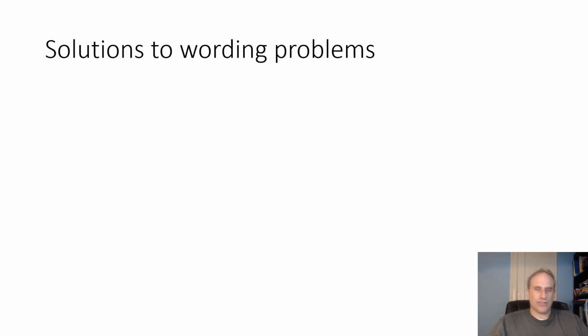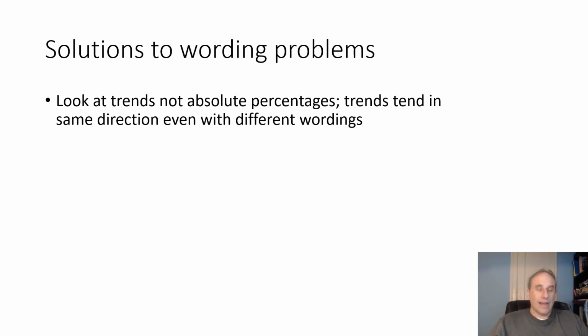So what are the solutions to wording problems? One thing is you look at trends over time, not absolute percentages. As long as you use the same word over 10 years, 20 years, the trends tend to be in the same direction, even with different wordings. So if you're less interested in the absolute percentage who want to forbid speeches against democracy, but just see if we are more or less supportive of people speaking out, you can see that trend better, as long as the wording was consistent in questions over time.